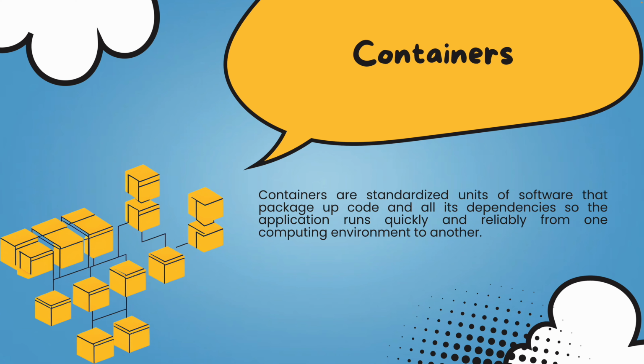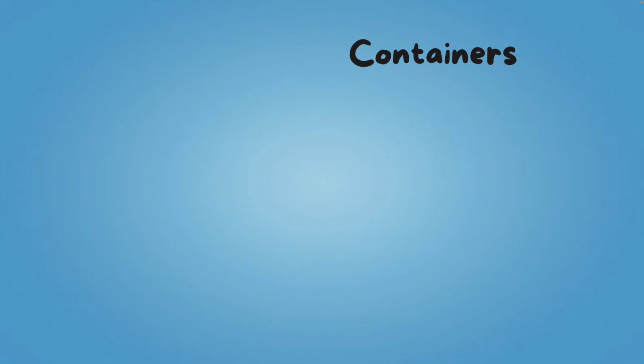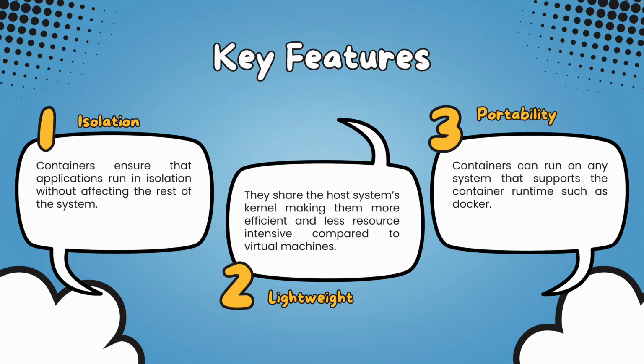So basically you are packaging them together so that the application can run quickly and can run in multiple computing environments. The main key features of containers are, first, that they ensure isolation. That means they don't impact or affect other systems or any other application which might be running on the same machine. Second, they are lightweight because they share the host system's kernel or operating system, making them more efficient and less resource intensive compared to virtual machines. And they are portable. They can run on any system that supports a container runtime, such as Docker.